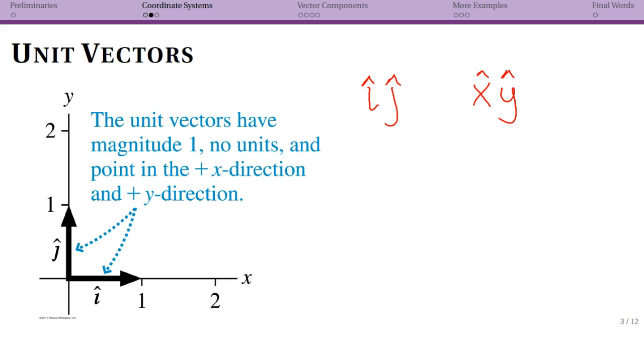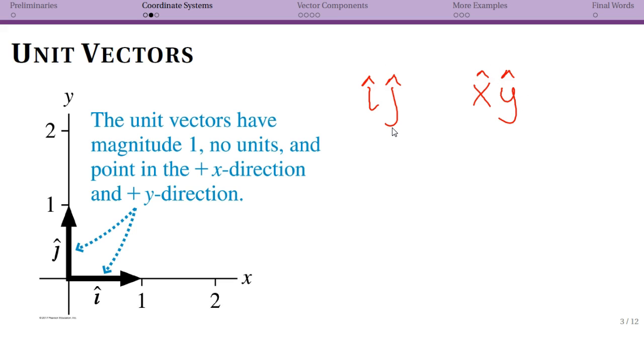Using i hat and j hat, this is not wrong. If you are used to doing this, that is fine. However, I've always felt like it's a little more intuitive to call the unit vector in the x direction x hat, and the unit vector in the y direction y hat. That makes more sense to me. And if this is your first time working with unit vectors, this might make more sense to you as well.